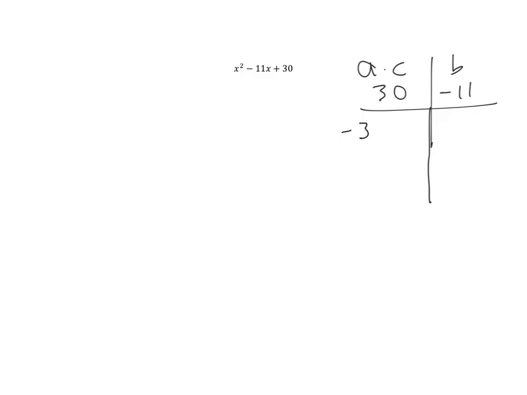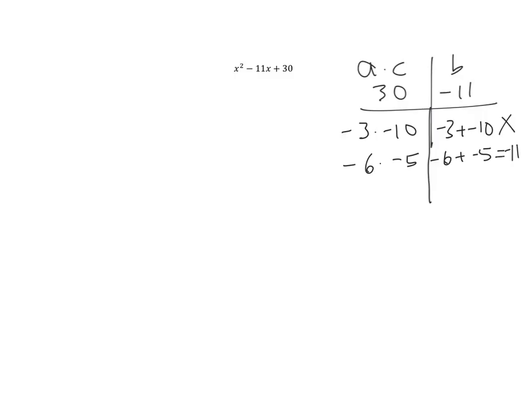A negative 3 times a negative 10, add those on the other side, doesn't work. Okay, well, how about a negative 6 times a negative 5? Yeah, negative 6 times a negative 5, negative 6 plus a negative 5, that equals negative 11.